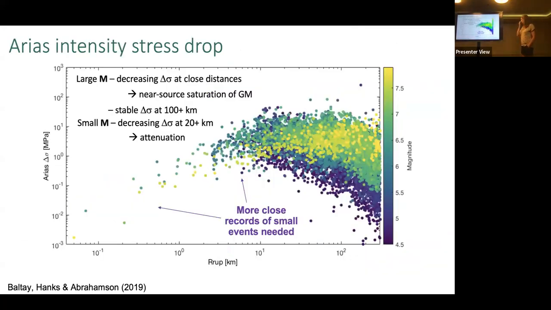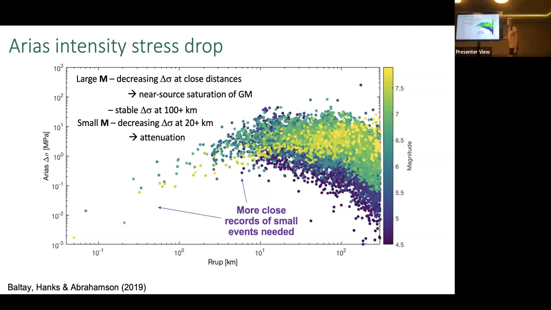This is my last example. So this is another way of looking at stress drop. This is from the NGA West 2 database. This is looking at the RAS intensity. And here we can see with distance, this is the stress drop on the y-axis and distance on the x, colored by the earthquake magnitude, that we have all kinds of interesting patterns occurring here. But particularly we have very few close-in records of all the events and of the small magnitude events. So to really understand what's happening here.